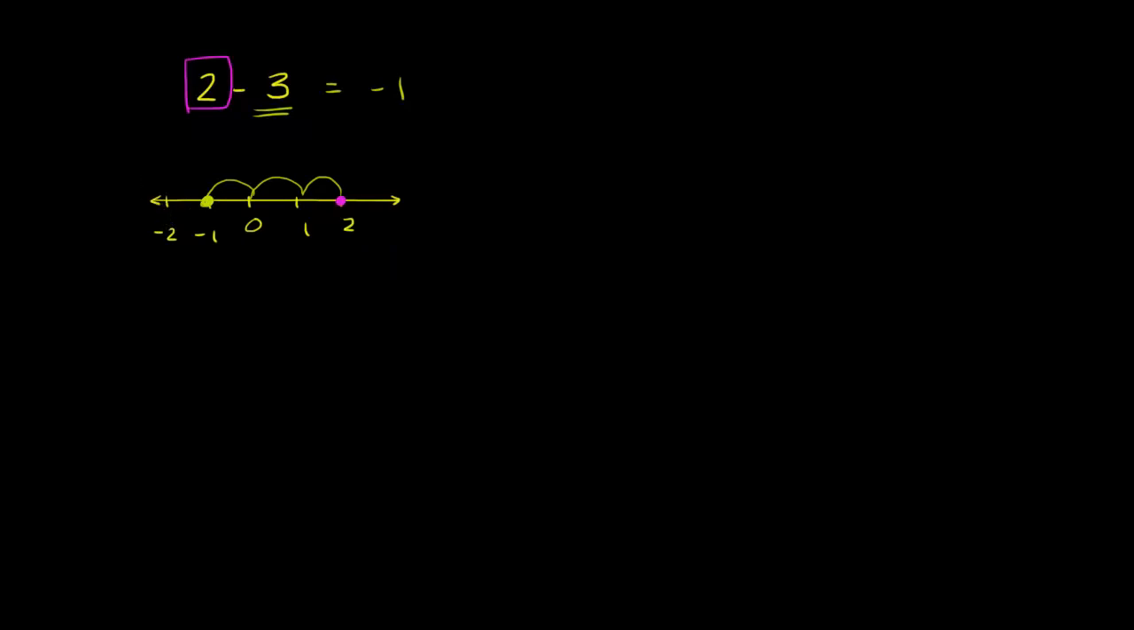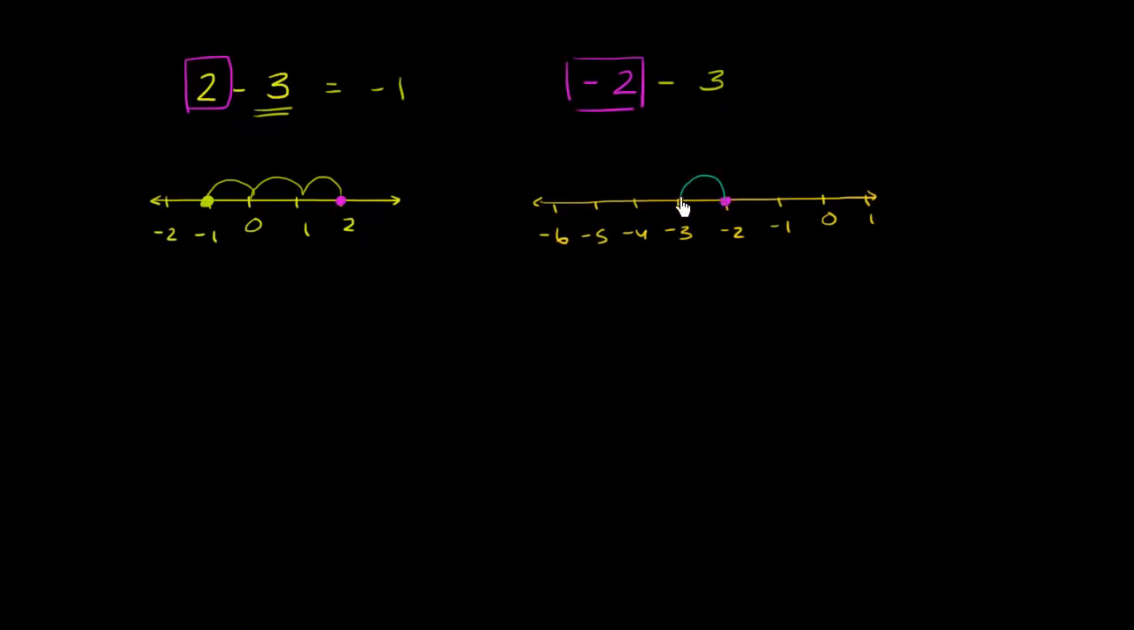Now let's mix it up a little bit more. Let's imagine what would happen if we had -2 minus 3. So this was +2 minus 3. Now let's think about -2 minus 3. Once again, let's draw our number line. I'll put 0 over here. So this is 0, this is 1, this is -1, -2, -3, -4, -5, -6, and I could keep going. But we're starting at -2, and then we're subtracting 3 again. So once again, we're going to move 3 to the left of -2. So we go 1, 2, 3. We end up at -5.